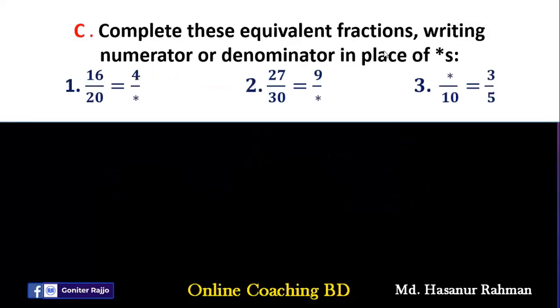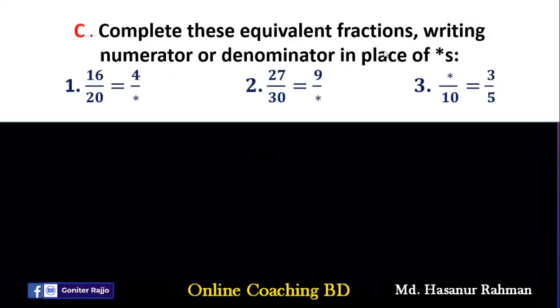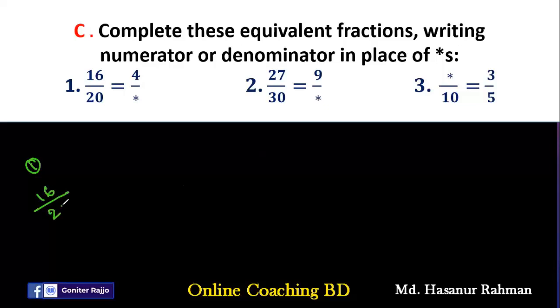Number C says complete these equivalent fractions writing numerator or denominator in place of stars. Very simple. Number 1, 16 divided by 20 is equal to 4 divided by star. That means we have to identify this missing number. So how can we solve it?